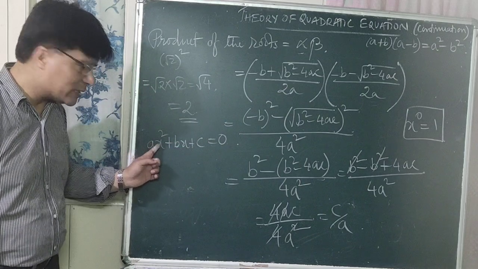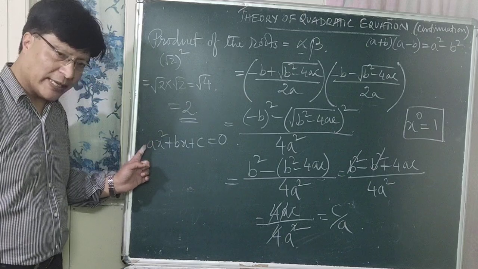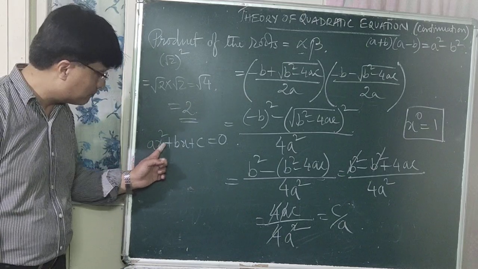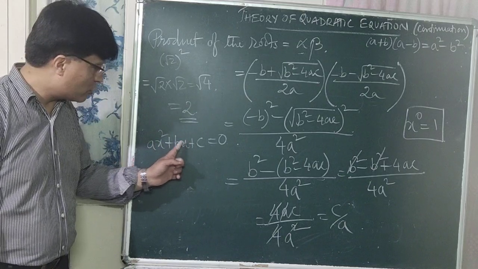So here this a is known as the coefficient. Of x square is called coefficient of x square. And this is bx. What is the coefficient of x here?